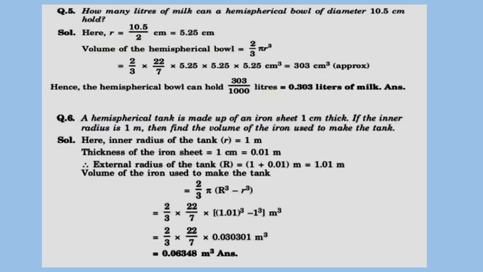If you divide it by 1000, you will get the answer in liters. So 0.303 liters of milk is the capacity of the hemispherical bowl.